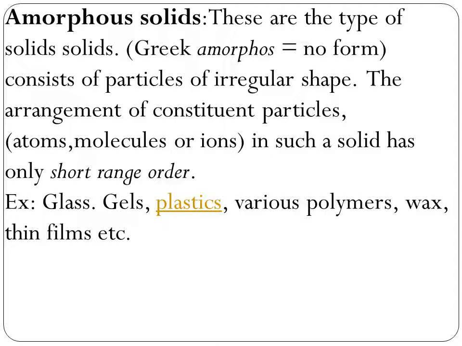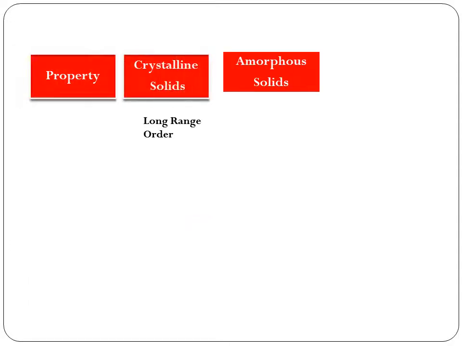The question that is asked for 3 marks, dear students, is like: distinguish between crystalline and amorphous solids, or write the differences between crystalline and amorphous solids. So let us understand the points one by one. So this is the distinguishing properties. Property, crystalline solids and amorphous solids.